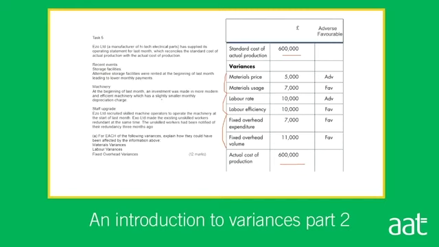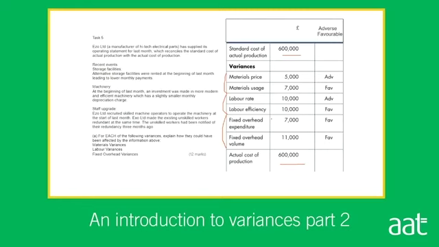There was a change to do with machinery. At the beginning of last month, an investment was made in more modern and efficient machinery, which has a slightly smaller monthly depreciation charge. And we've got a staff upgrade. ESO Limited recruited skilled machine operators to operate the machinery at the start of last month, and made the existing unskilled workers redundant at the same time. The unskilled workers had to be notified of the redundancy 3 months ago.